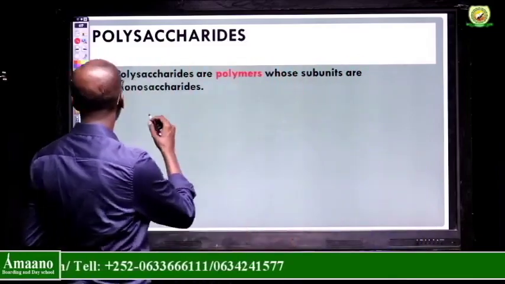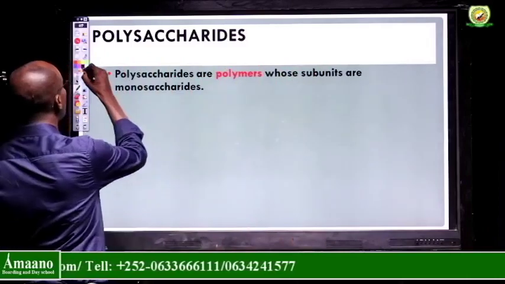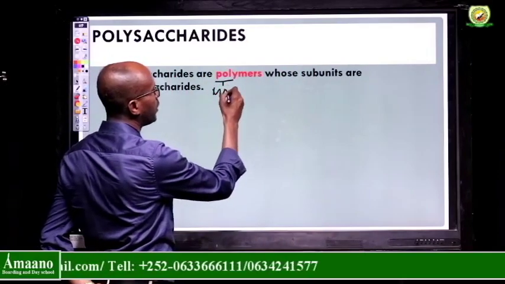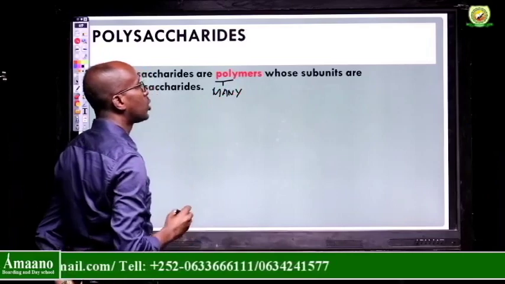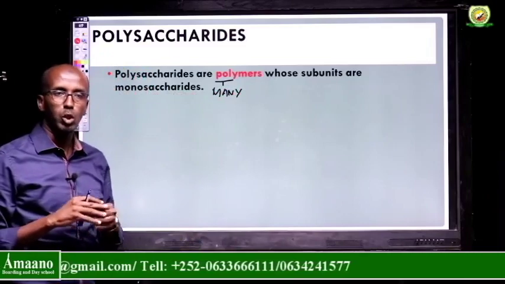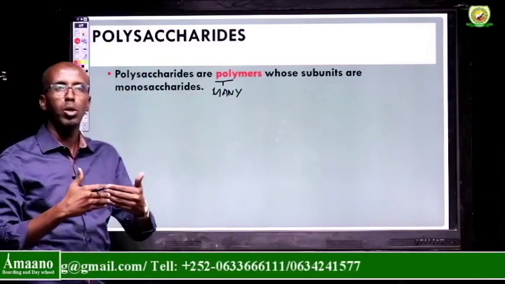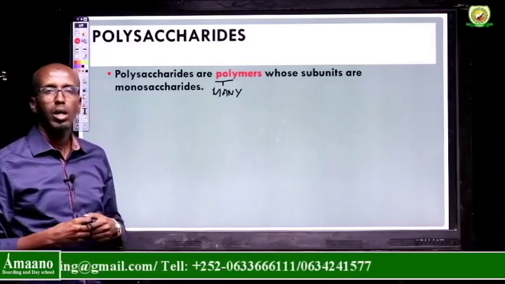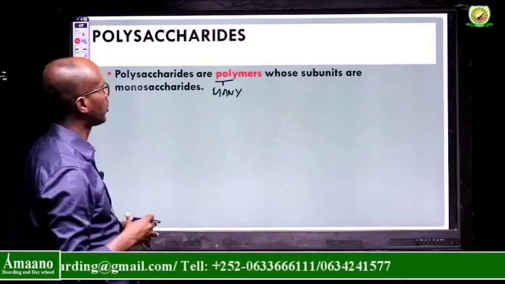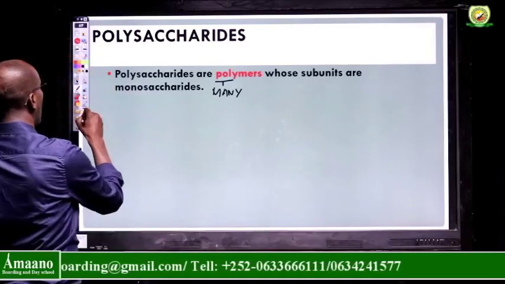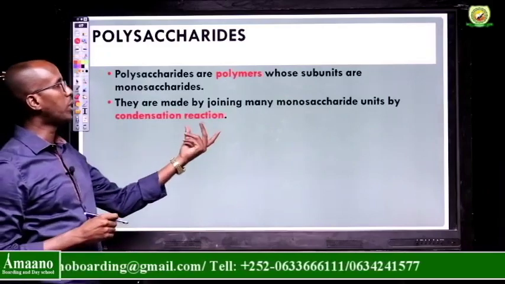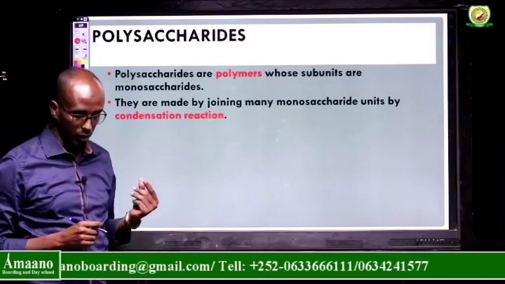A polymer, the word polymer means, poly means many. So this means it is a macromolecule which contains many monosaccharide units combined together by a condensation reaction. They are made by joining many monosaccharide units by a condensation reaction.